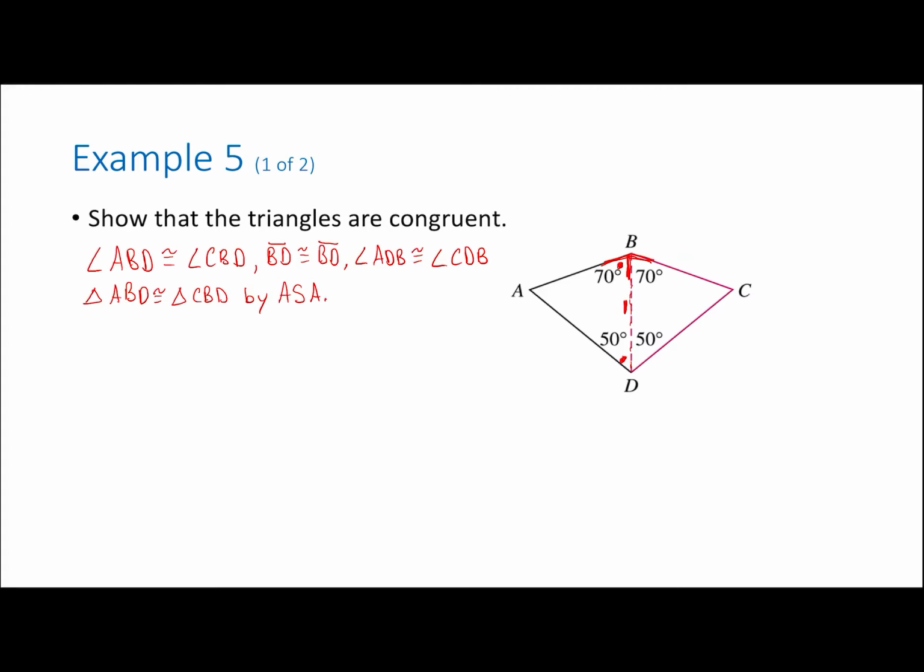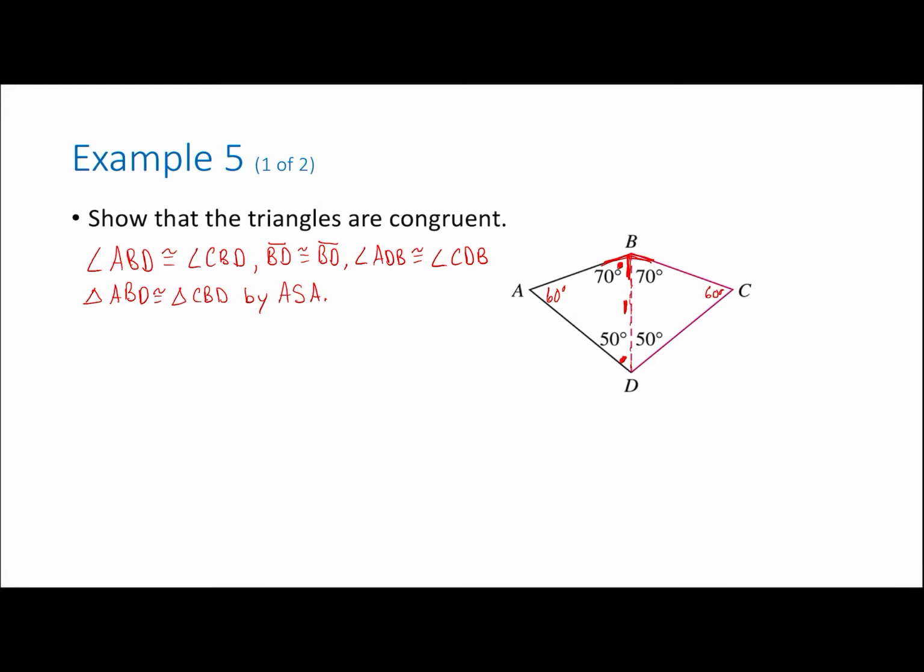by which property? Well, in this case, it is the angle side angle property, because we have an angle, we have its included side, and then we have the next angle. And so that is angle side angle. Now, what if you said, well, I wanted to show by angle angle side? Well, you technically could do that too.